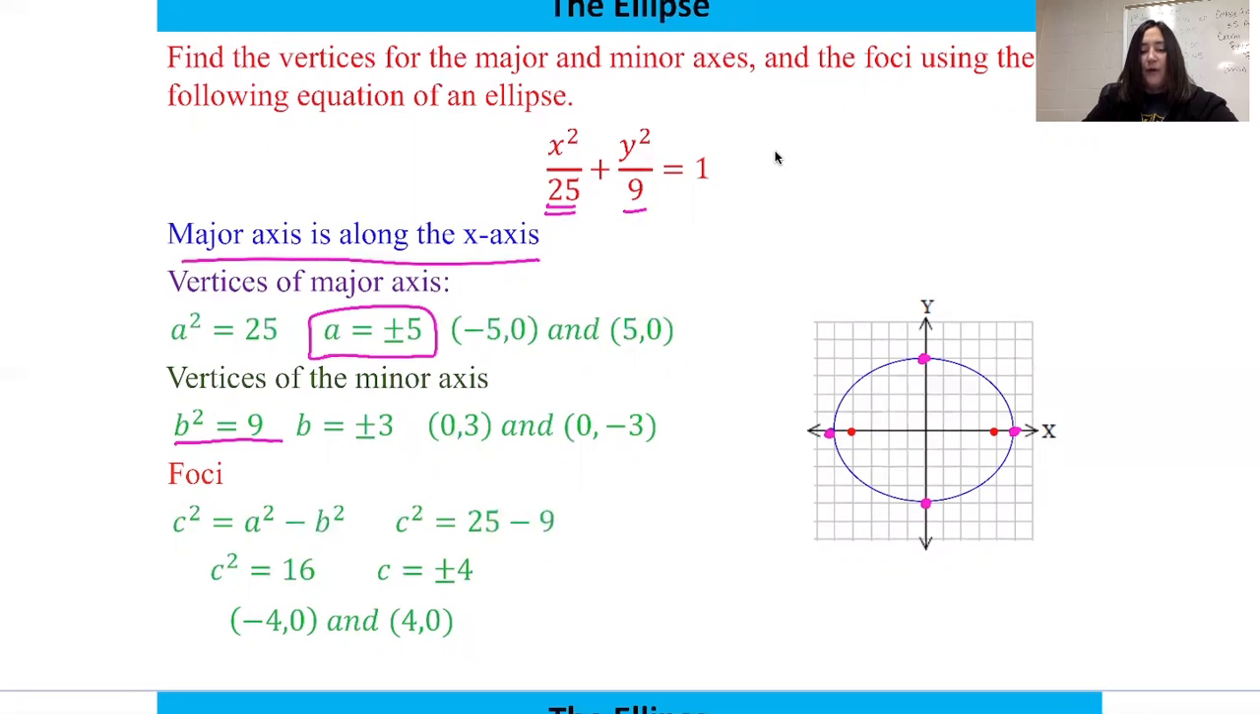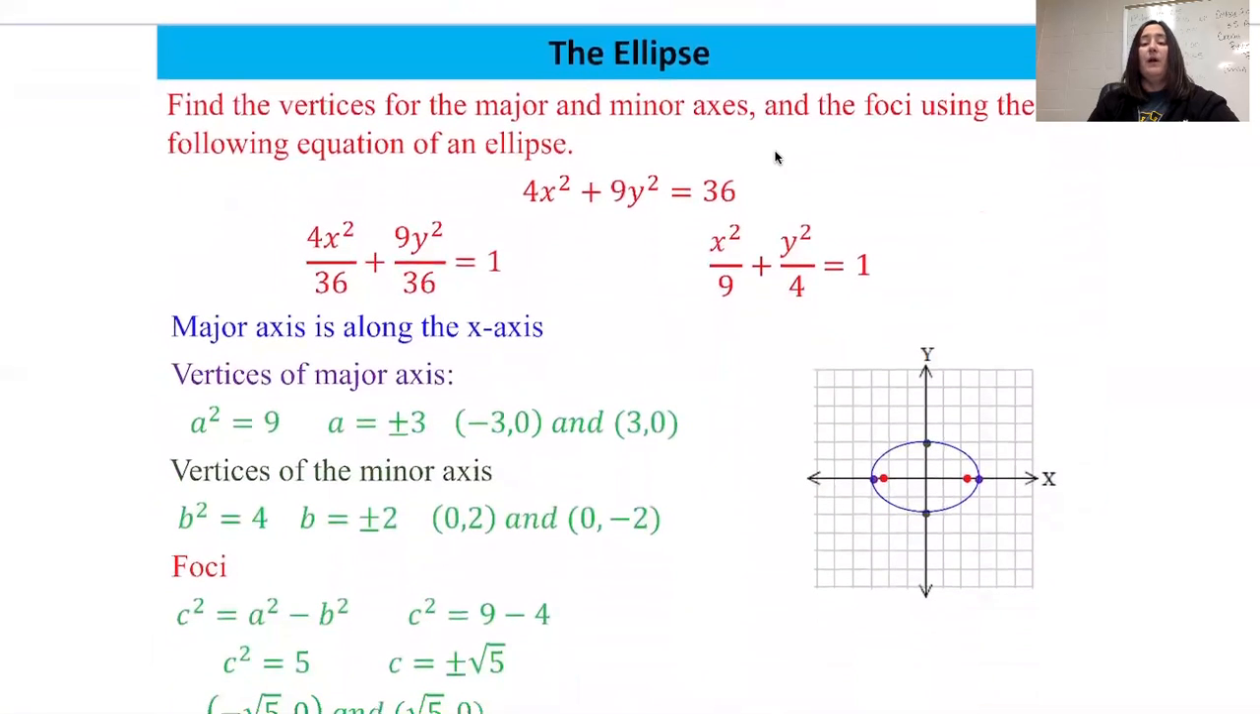To come up with our foci, we use our equation. Notice that it is rearranged, since we're trying to find C. So we have C squared equals A squared minus B squared. Solve that, and we get our foci to be negative 4 and positive 4. So from an equation, we should be able to determine what our major axis is, what our vertices on the major axis are, and what our vertices on the minor axis are.